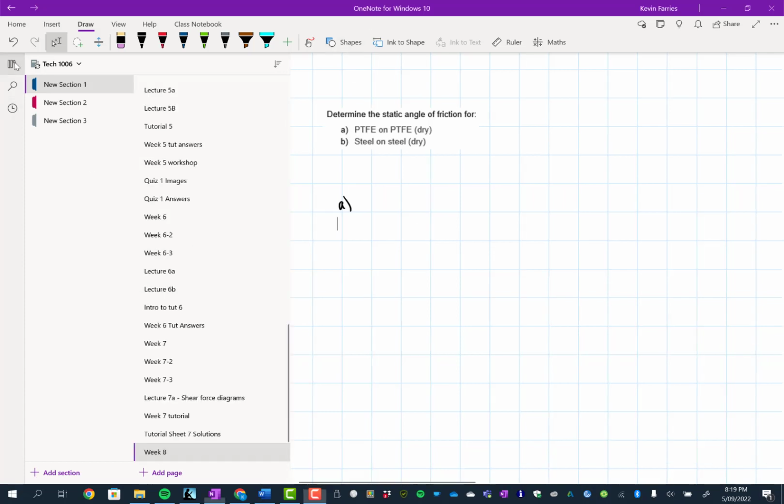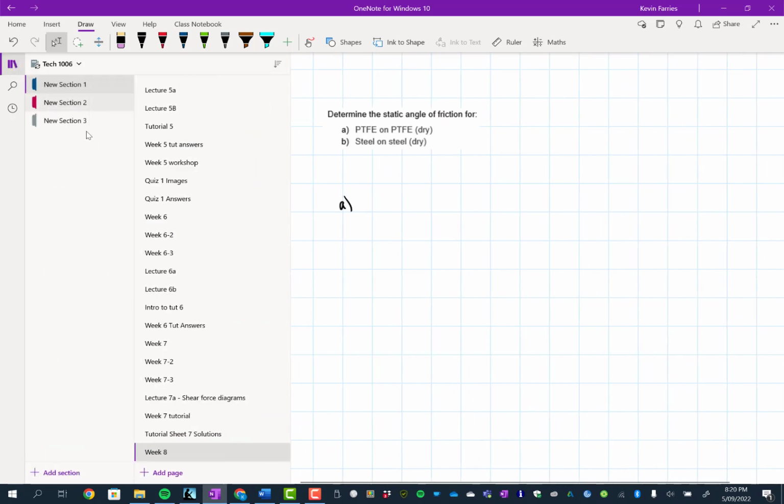So we're finding the static angle of friction for PTFE on PTFE dry and steel on steel dry. Now PTFE is polytetrafluoroethylene. It's the same thing as you see in frying pans, the Teflon. It's a very low friction coating. But you also see it sometimes on bridge bearings. You get PTFE bridge bearings, and you'll see it on mechanical systems as well. Sliding bearings will use PTFE.